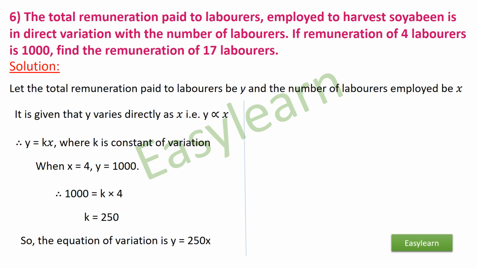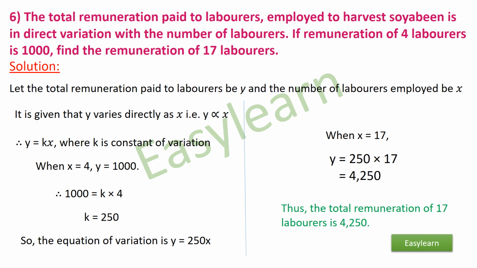Now, the next part of the question they have given when x is equal to 17. So, y is equal to 250 into 17, which is equal to 4250. Thus, the total remuneration of 17 laborers is 4250.